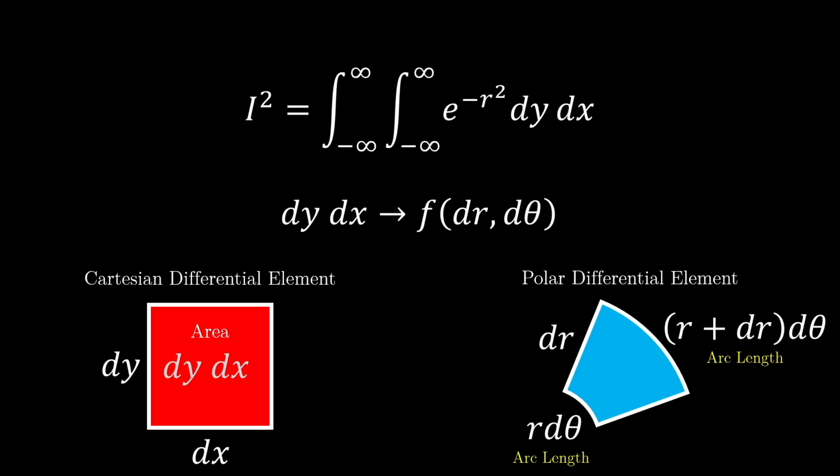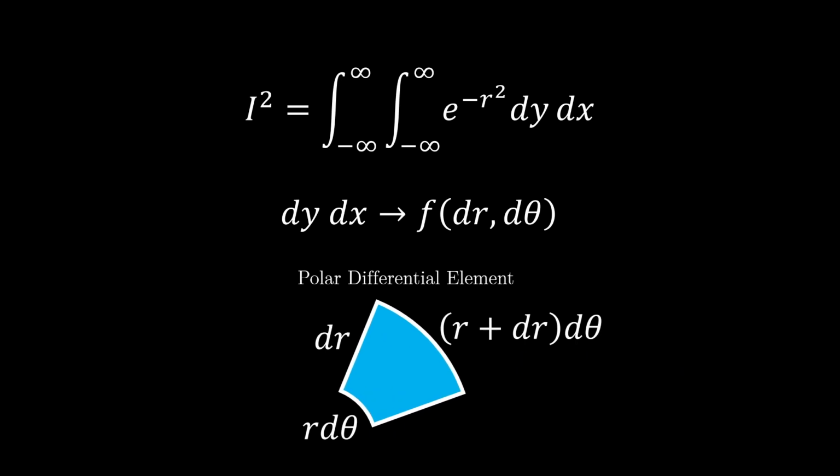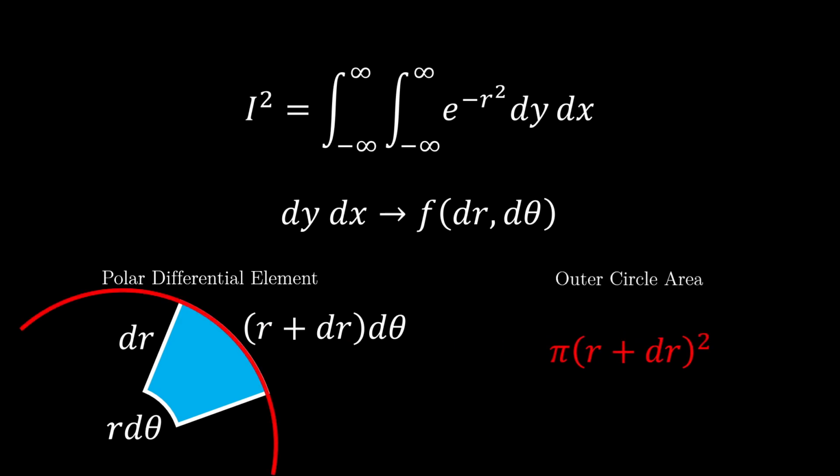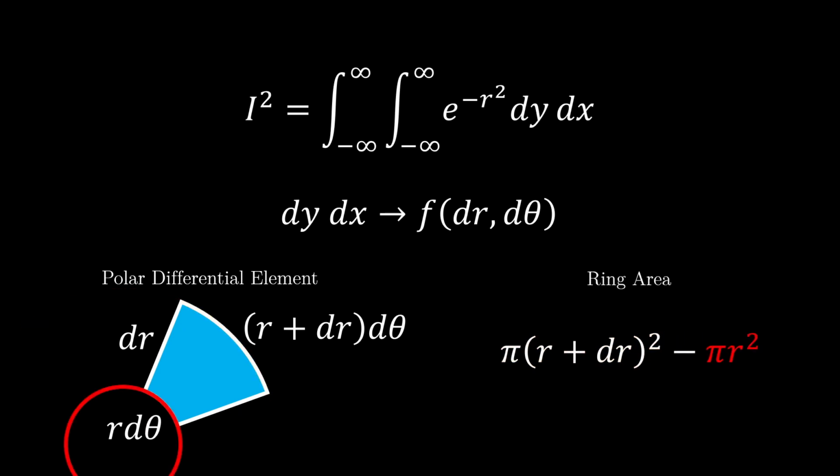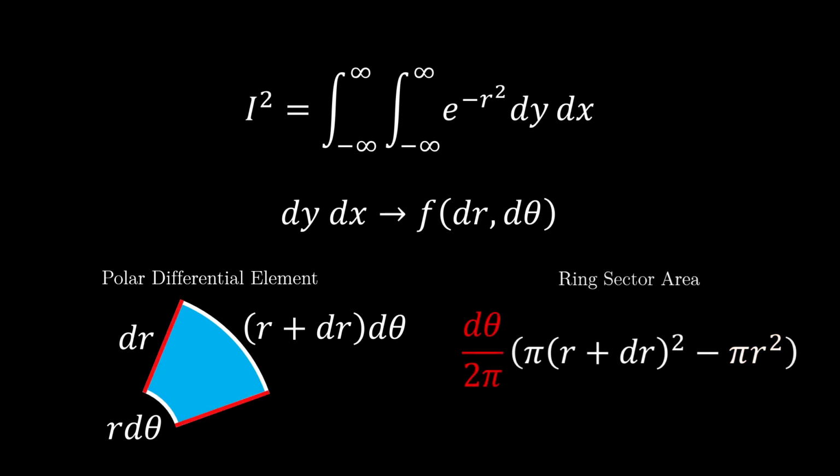We can now represent the area of this differential polar element by simply writing out the area of the ring sector. We can first write the total area of the circle that lies on the outer arc, pi times r plus dr squared, and then subtract it from the total area of the circle that lies on the inner arc, pi r squared, giving us the area of the ring on which the differential element is enclosed. We can then multiply the ring area by the fraction d theta over 2 pi, giving us the area of the ring sector representing the polar differential element.